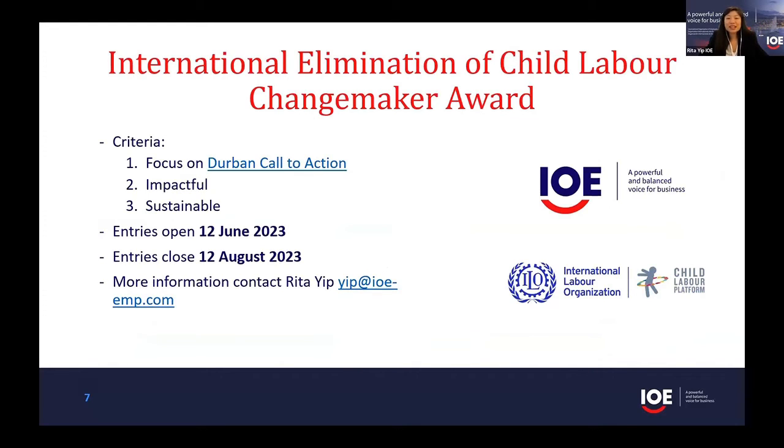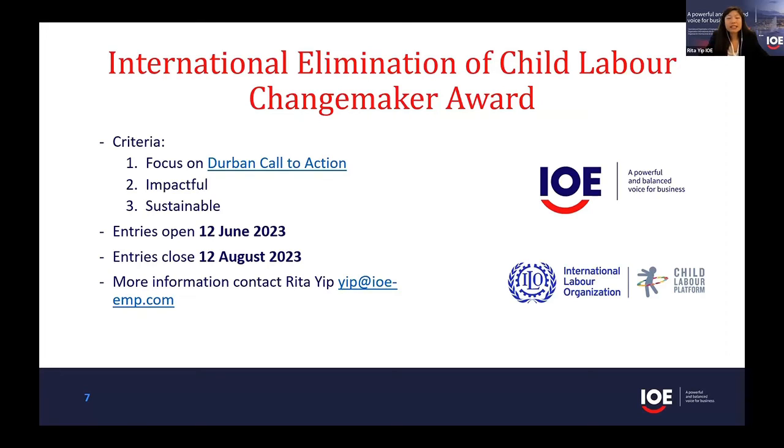Just to conclude my presentation, I would like to share with you that IOE is launching jointly with the ILO Child Labour Platform, the CLP, the second edition of the International Elimination of Child Labour Changemaker Award. We're launching it on the 12th of June, which is the World Day Against Child Labour. This award is an opportunity to really showcase the efforts that the private sector is making to eliminate child labor. This year, we're really focusing on the actions outlined in the Durban Call to Action that was adopted in the 5th Global Conference on the Elimination of Child Labour last year.